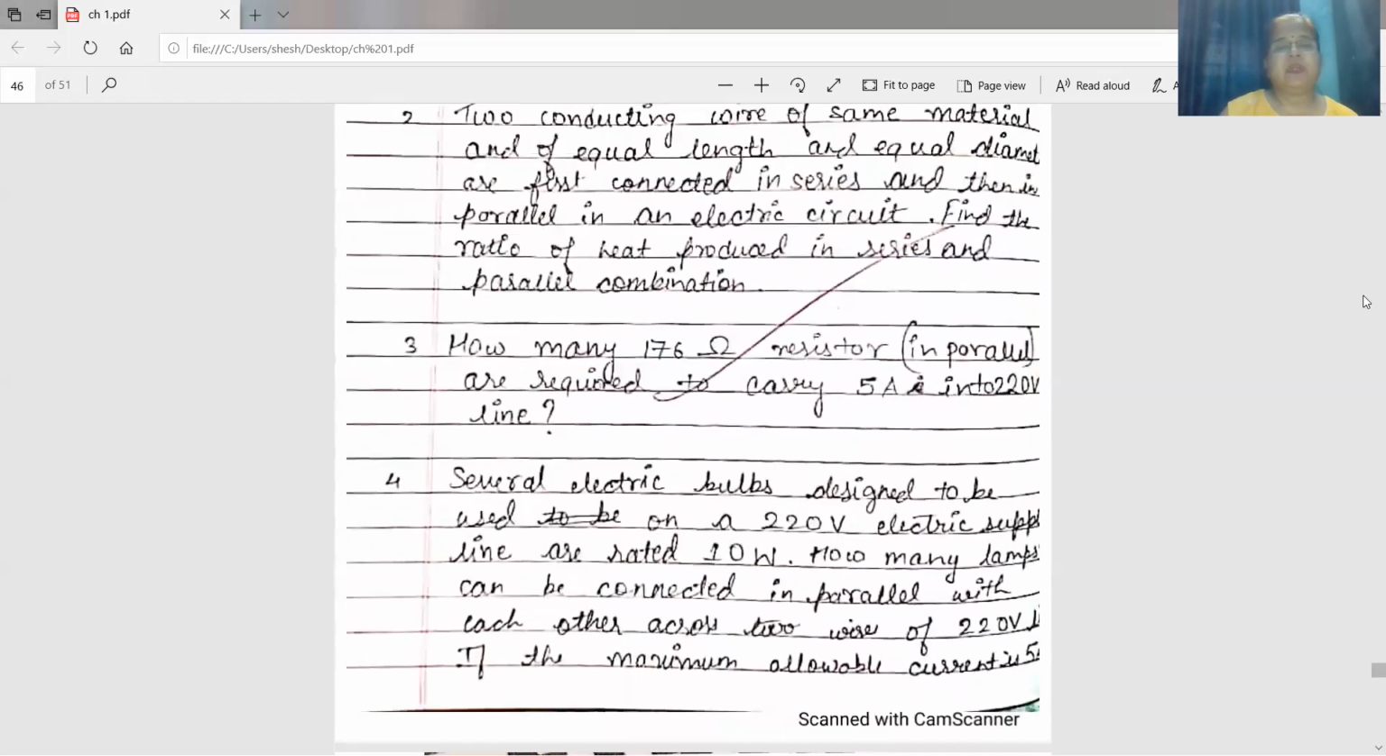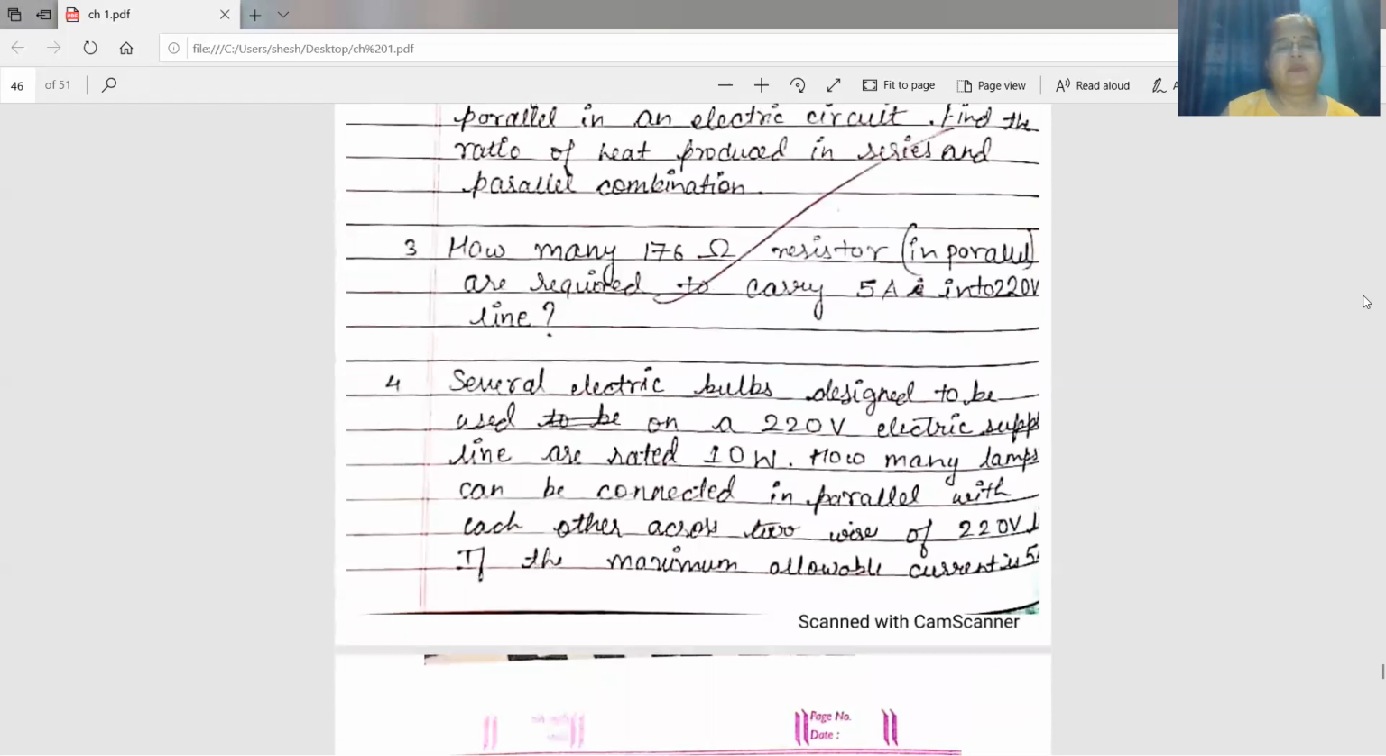Then next, number 3. How many 176 ohm resistors in parallel are required to carry 5 ampere into a 220 volt line? You are asked to find the number of resistors N. So the potential difference of the circuit is given as 220 volt and the current is given as 5 ampere. From here we will find the resistance of the circuit. R equals V by I, 220 by 5.